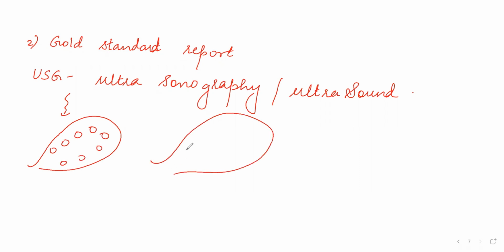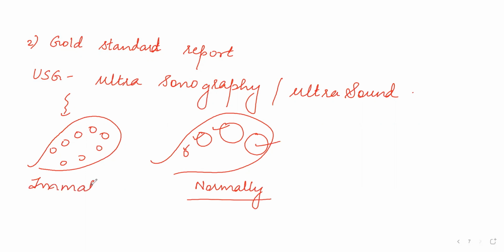Normally, the ovary looks like this in sonography. Primary, secondary follicle, tertiary follicle, Graafian follicle. This is how it normally should look, that the follicles are maturing. But here, the ovary will show all immature follicles. Now, these immature follicles look as if they are tiny beads, tiny pearls present on the ovary.